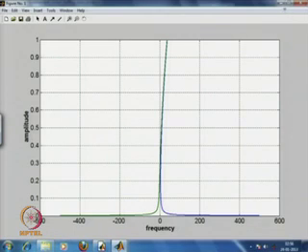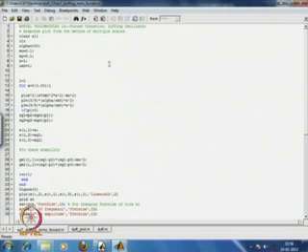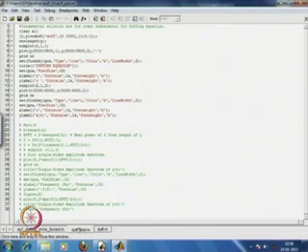Let us use the other program, that is the RK4 method. This is the code written for finding the response using the RK4 method. By running this code, let us find the response.